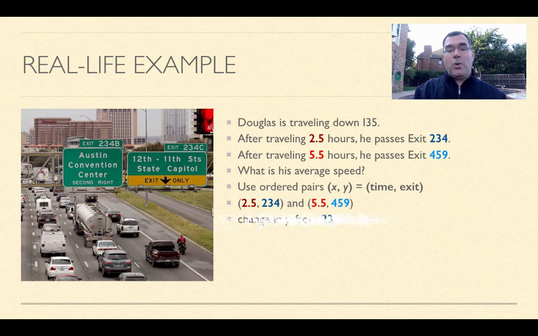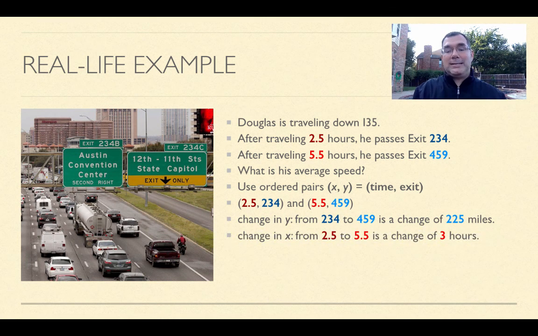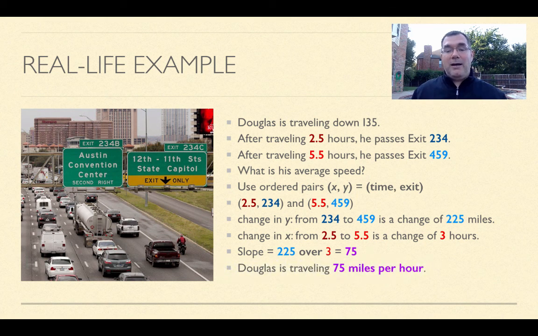So I can subtract the y's and get 225. If I subtract the x's, I get 3. So the rise is 225, the run is 3, so slope is rise over run, 225 over 3, and that is 75, and that means that Douglas is traveling 75 miles per hour. So there's a practical application of slope.